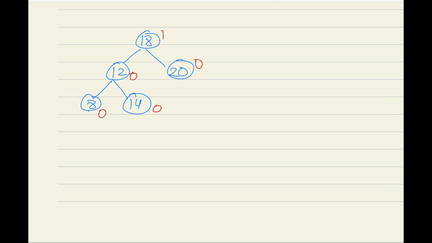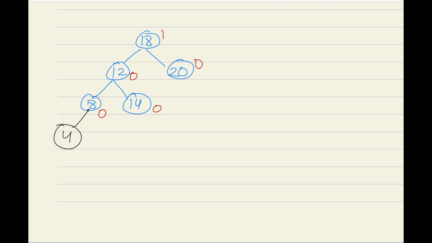Now if you want to insert 4 here, where is 4 to be inserted? 4 is less than 18, so come here. 4 is less than 12, so come here. 4 is less than 8, so 4 is inserted here. So following the principle of binary search tree, 4 is inserted here. Now after insertion, find the balance factor of each node.